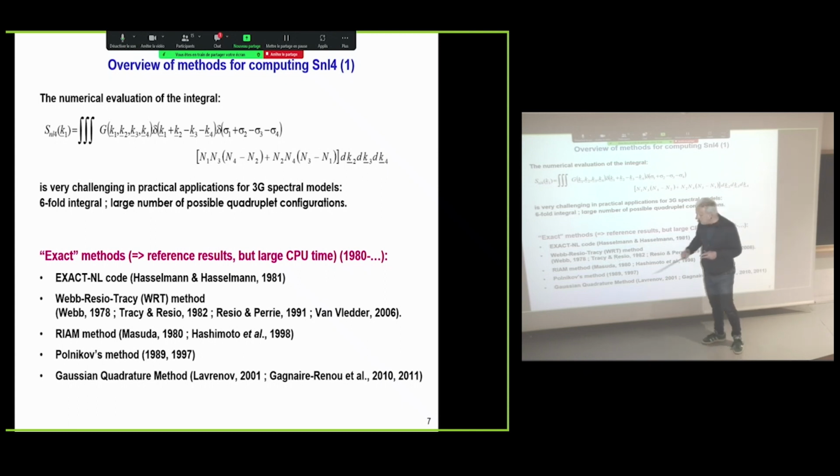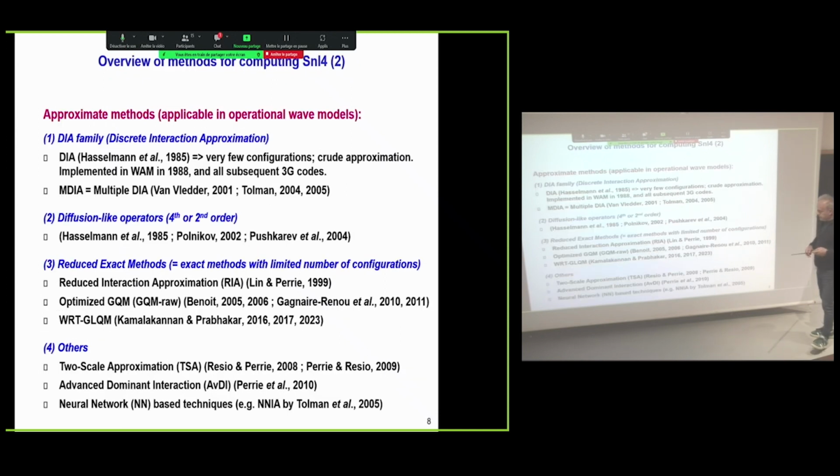The Japanese one called the RIAM method, the method from Polnikov, and also the method introduced by Lavronov in 2001, which is now called the Gaussian quadrature method. I will be presenting it later. So this first class was mainly used for providing reference results, as I said before, but not operationally in wave models.